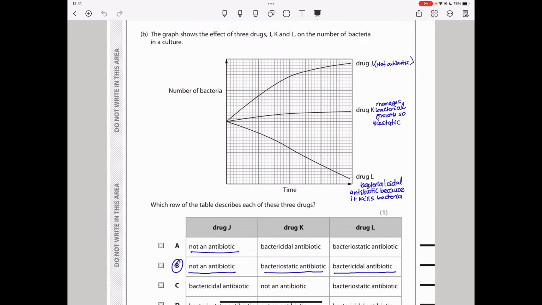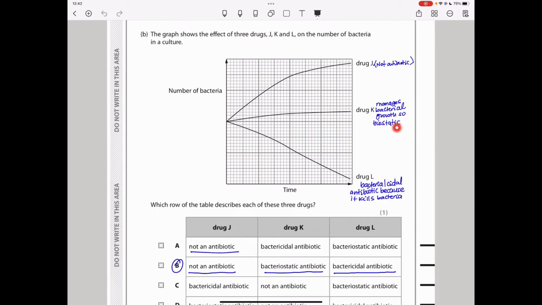If this is a medicine causing the number of bacteria to increase, then that's not an antibiotic. If there is a medicine causing the number of bacteria to decrease, that is an antibiotic, and it should be bactericidal because it kills them. Now there is another drug that maintains. There is an increase, but the increase is not as great. So this is going to be an antibiotic, or at least it has antibiotic effect.